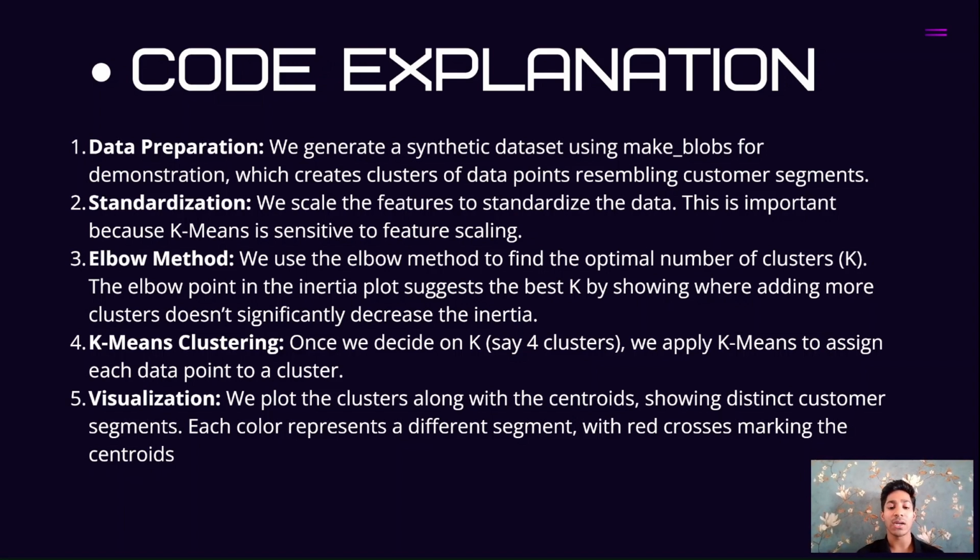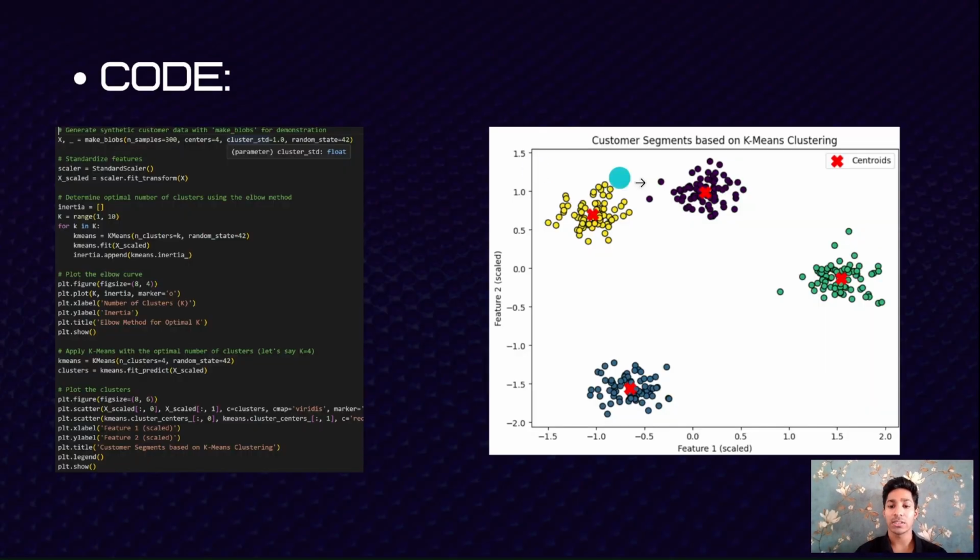And fourth, we have k-means clustering. In this, once we decide on k, say 4 clusters, as was seen in the output, there are 4 clusters. We apply k-means to assign each data point to a cluster. Then finally, we have visualization. We plot the clusters along with the centroids, showing distinct customer segments. Each color represents a different segment, with red crosses marking the centroids. So here is the red cross that marks the centroid.